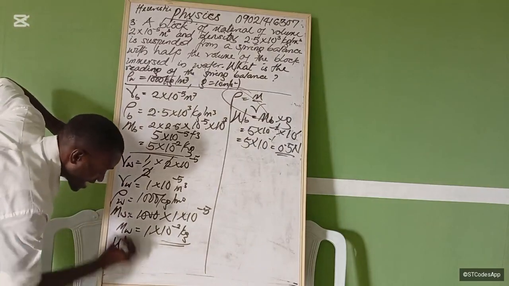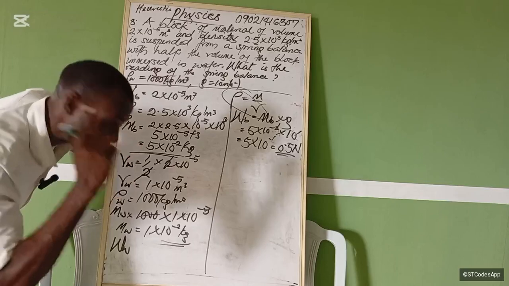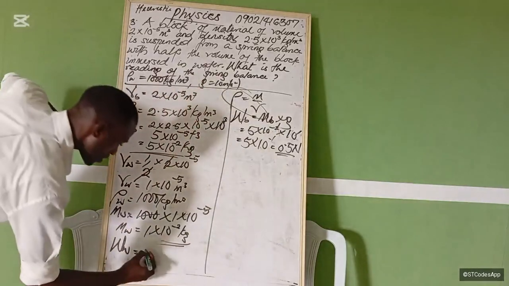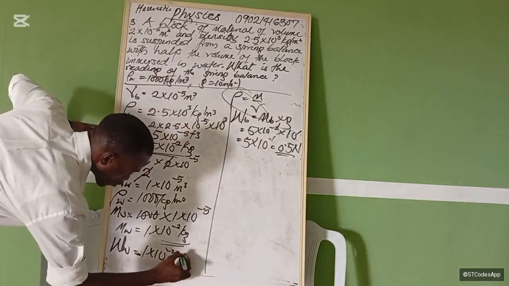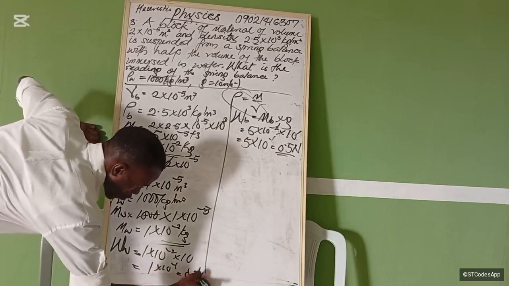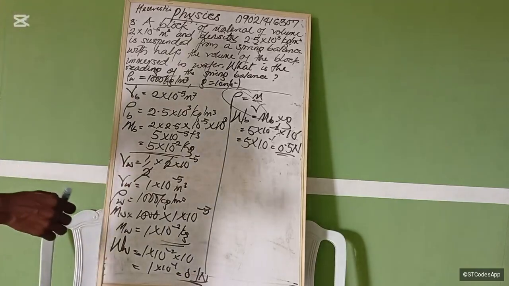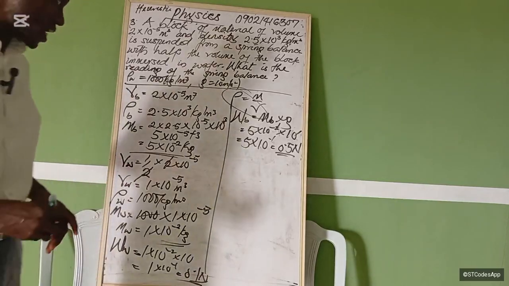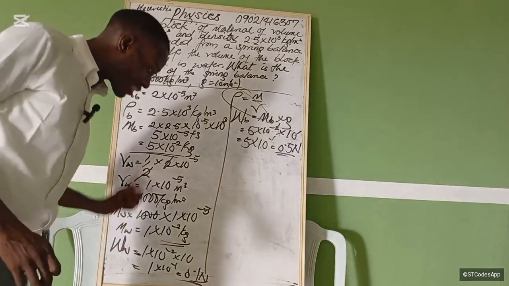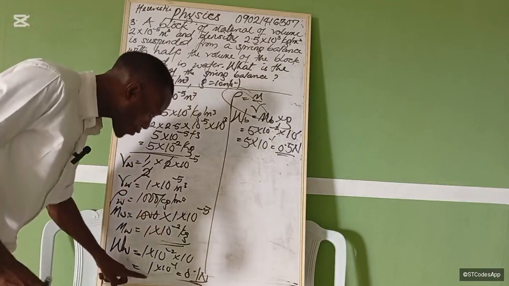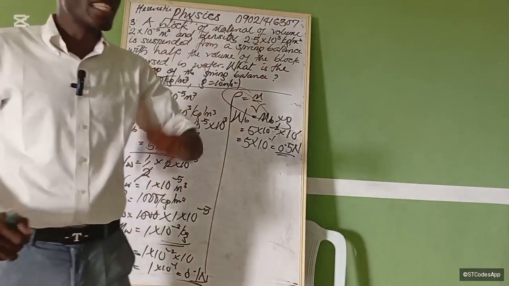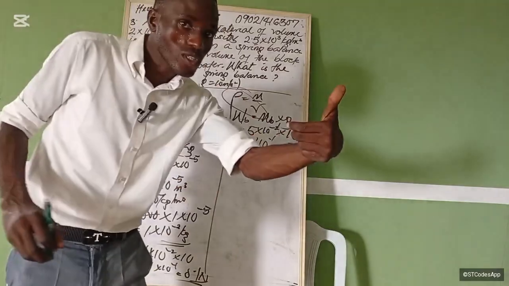Now, what is the weight of the water displaced? The weight of the water displaced, which has equal volume to half of the block, is going to be 1 times 10 to the power minus 2 times 10. That is 1 times 10 to the power minus 1, which is 0.1 Newton. This makes sense. Yes. So this is the weight of the water displaced, and this is going to be the upthrust of the water. Remember, the weight of the water displaced is the loss in weight, or the upthrust.